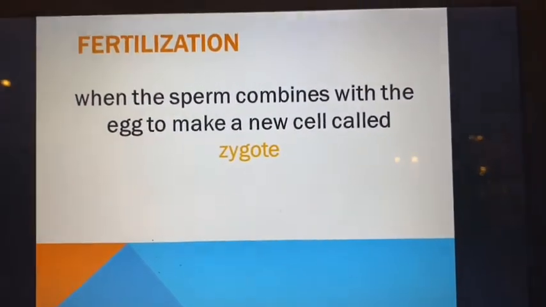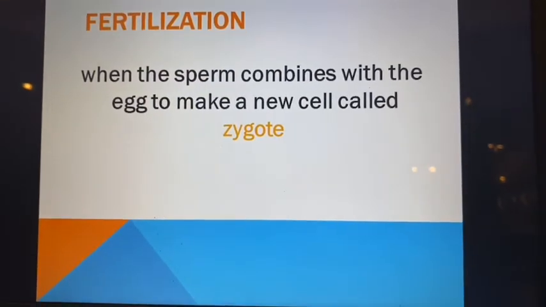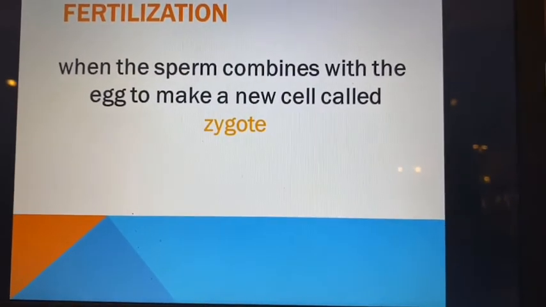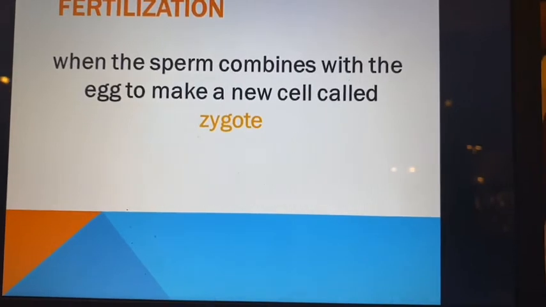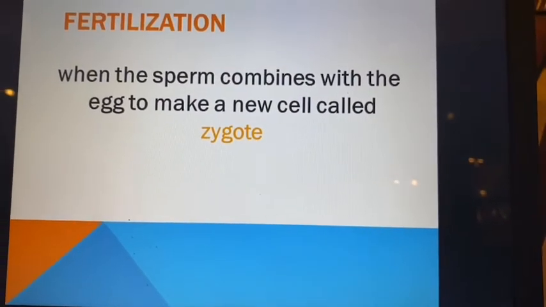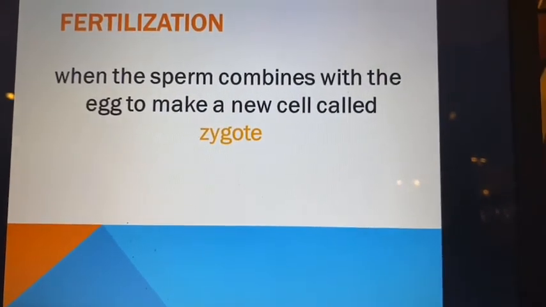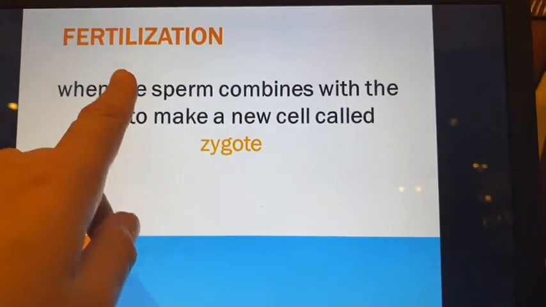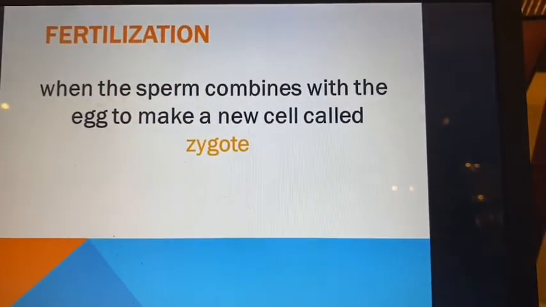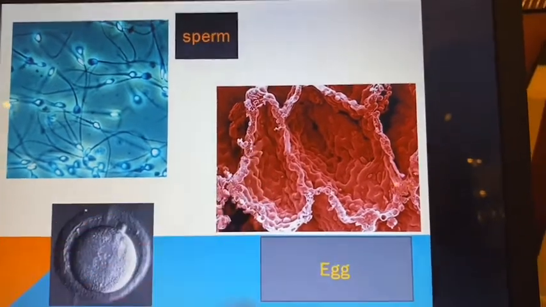The zygote has a total number of chromosomes. Why? Because we added the number of chromosomes of the sperm with the number of chromosomes of the egg. So the zygote has diploid number, and the whole process is called fertilization. And fertilization, as we all know, it happens in the ovaries of a male.